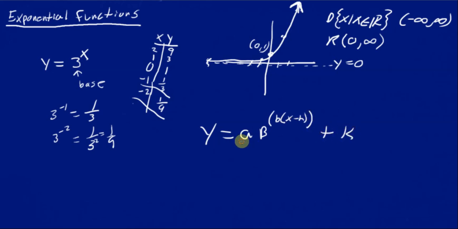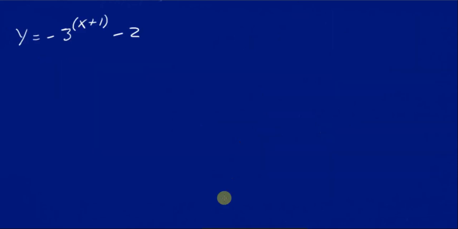Okay, so we're going to deal our A, B, H, and K just like we've done before, and they're the same exact transformations. Okay, so the first example I'm going to do is y is equal to the negative 3 to the x plus 1 minus 2. Now we first got to talk about this over here. We want to list A, B, H, and K and decide what they do.